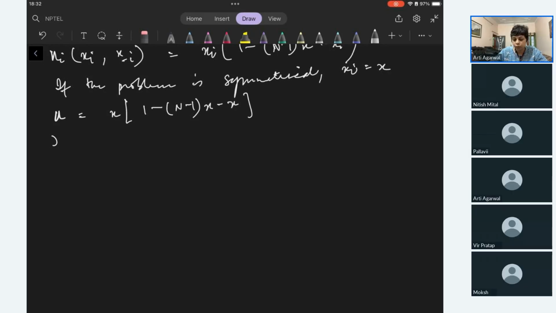We solve this whole thing, it becomes 1 minus 2 into n minus 1 minus 2, correct? Multiplied by x. So minus 2x equal to 0. This 2x, no wait, I've made some mistake here.